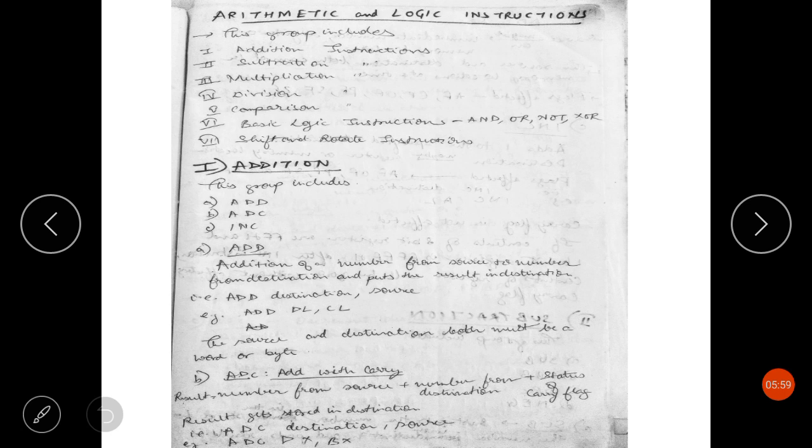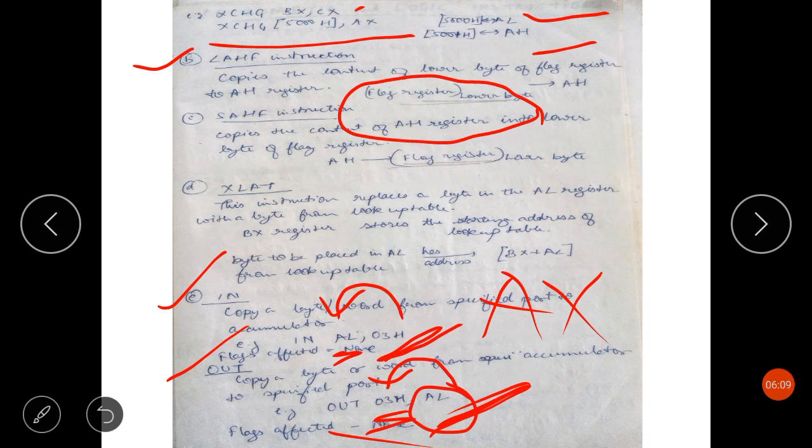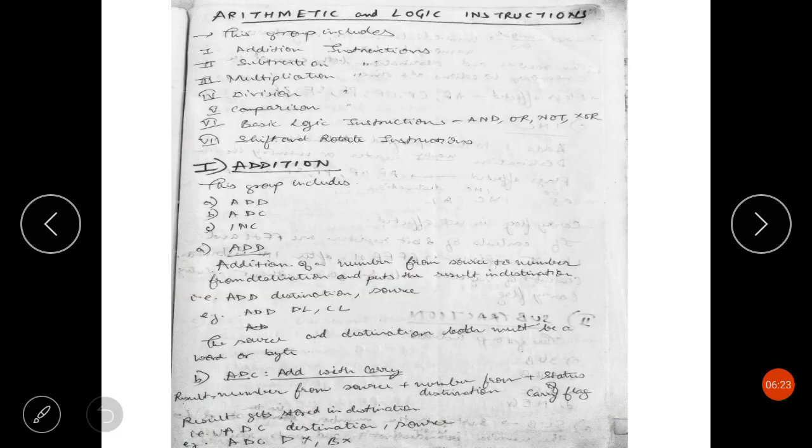Now coming to the next group of instructions, the arithmetic and logic group, where we are going to study the different arithmetic operations. Till now we have studied all the data transfer group instructions, where the flags affected were none, because there were no arithmetic or logical operations taking place. Now since we are going to start the arithmetic and logic instructions, the flags will get affected, and I'll tell you which flags will get affected.